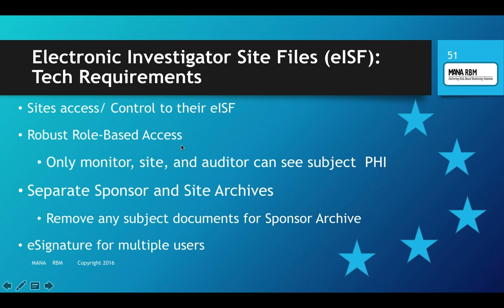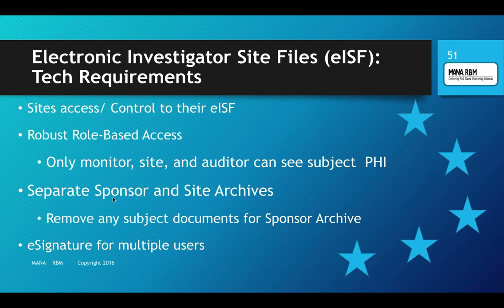You need to have robust role-based access. So as we talked about earlier, you can upload informed consent. You can put other source data like local labs in here, like discharge summaries or other information from SAEs, but you want to make sure that your role-based access protects it so that only the monitor and the site and the auditor can see any data that has PHI. There are certain systems that allow you to do redaction of the subject's name, but you can do this without that just by using your role-based access.